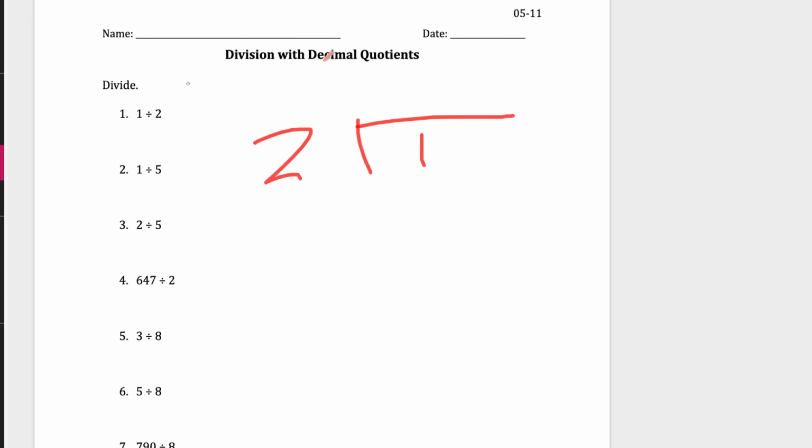1, however, 2 cannot go into 1, so therefore we've got to put a decimal point here, and then we get to add a 0. So we do 2 goes into 10 5 times. So the answer to number 1 is 0.5.